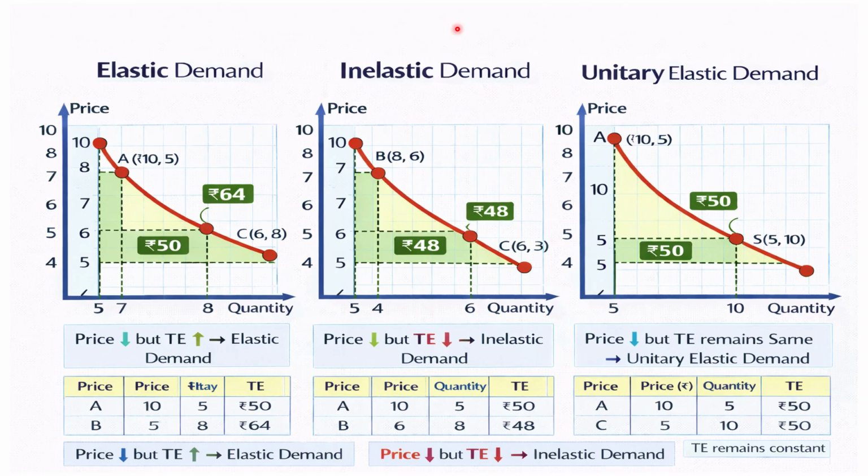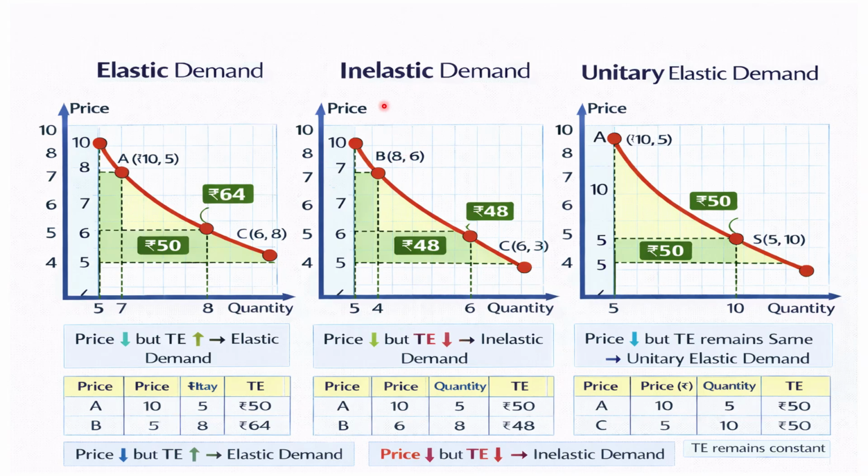In this graph, there are the three cases of the total expenditure method of elasticity of demand, of which we have already seen the elastic demand, in which when the price decreases, quantity will increase and total expenditure will also increase. This is the case of elastic demand. This is the graph where you have seen that the total expenditure will increase from 50 to 64 due to a decrease in price and an increase in quantity, right?